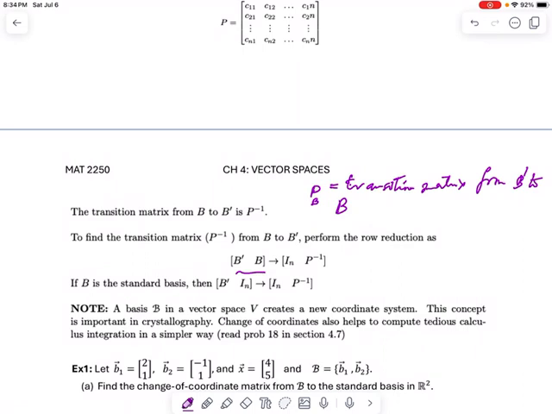To find the transition from B to B prime, we are going from B to B prime. So this is B and this is B prime. We sometimes write it as P from B to B prime, so the arrow goes this way. This is kind of strange, but that's how it is.